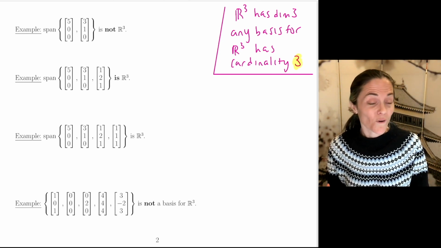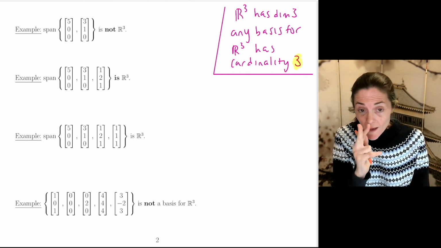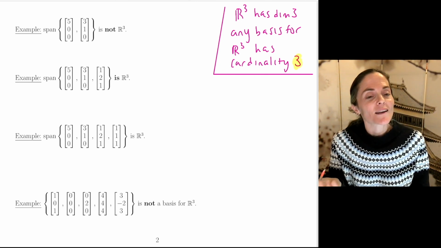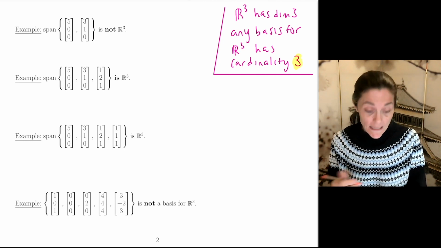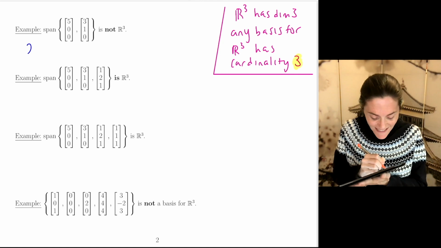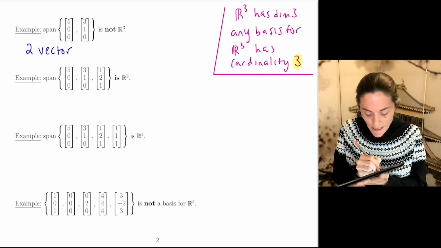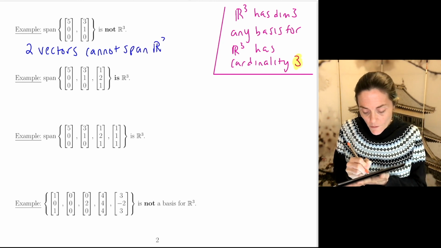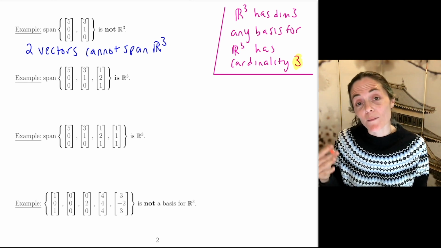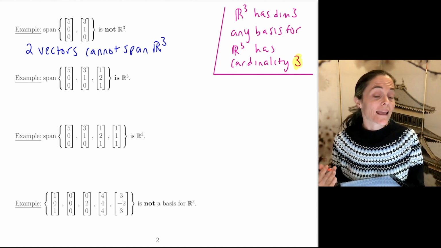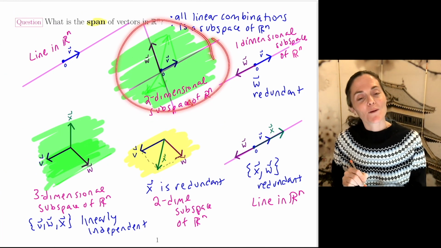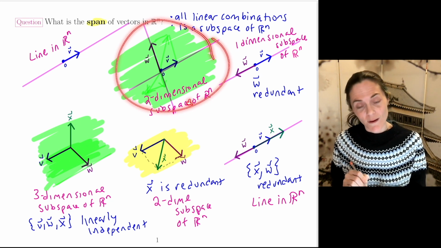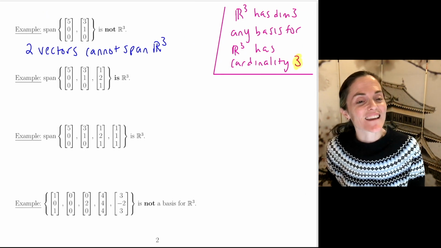So here, I say the span of these 2 vectors is not R3. Well, these 2 vectors are linearly independent. You can see they're both non-zero, and the second is not a multiple of the first. But the span is not R3 because 2 vectors cannot span R3. We need at least 3 to span R3. So this is my reason. You see it's short, but it's accurate. 2 vectors cannot span R3, even though they're independent. We would be in a situation like this. They would be spanning a 2-dimensional subspace of R3, a plane through the origin in R3.